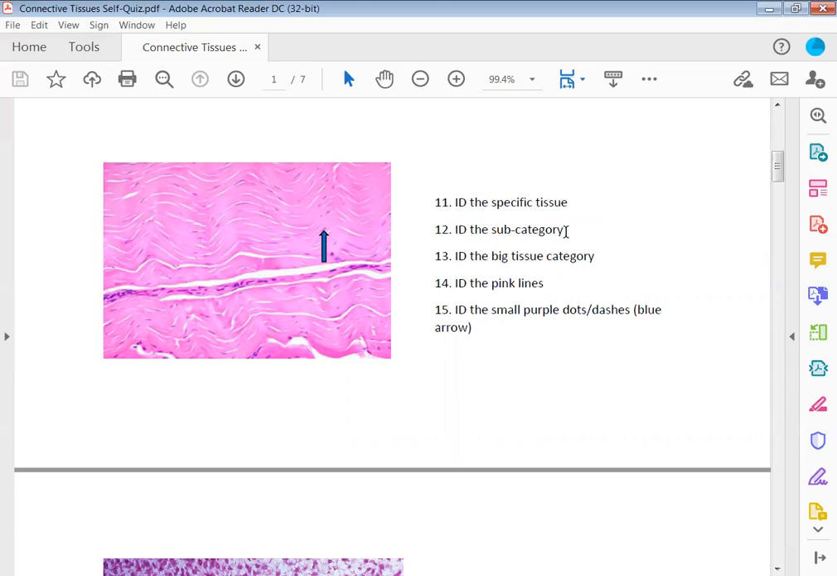The pink lines there in number 14, those pink lines are going to be collagen fibers. And then number 15, those small dots or dashes that are on top of the little waves there, those are going to be your fibroblasts.